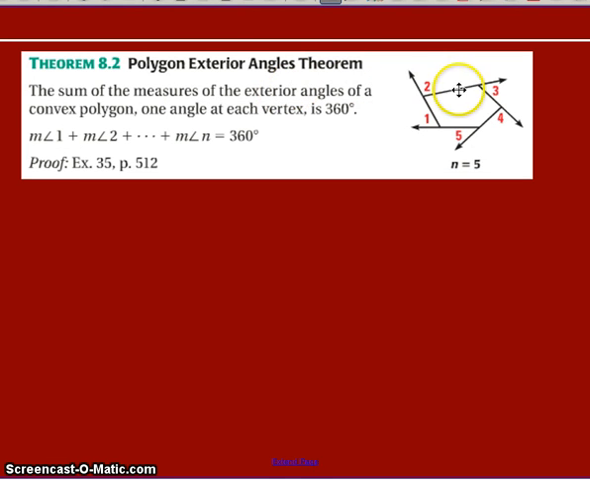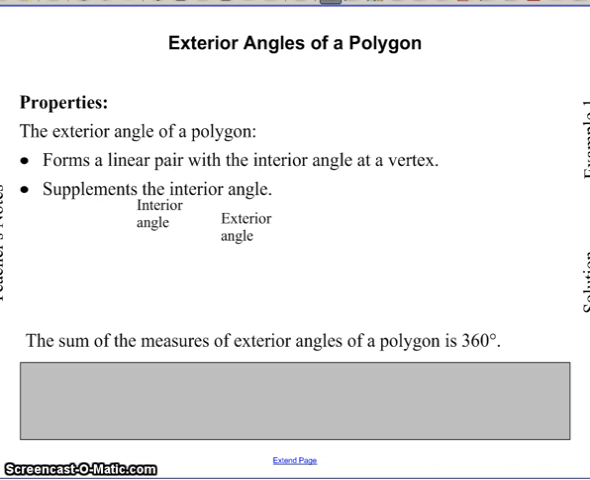So here's our next theorem. Basically says, here's my polygon. I'm going to extend one of the sides at each one of the vertices. So right here they just extended the sides. What this theorem says for the exterior angles of a polygon is that if I was to add them all up, they're always going to equal 360. So if I add all the exterior angles of a polygon up, they're always going to equal 360 degrees, one at each vertex anyways.